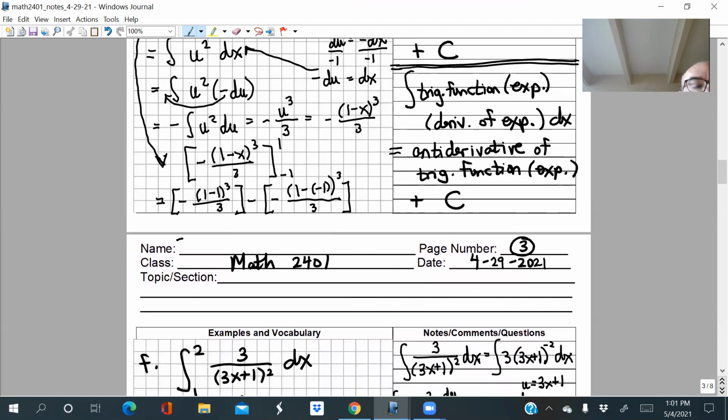I'm going to write all of this. So, well, 1 minus 1 here is 0. So 0 cubed is 0 over 3. So it doesn't matter about the minus sign. You're going to get 0.